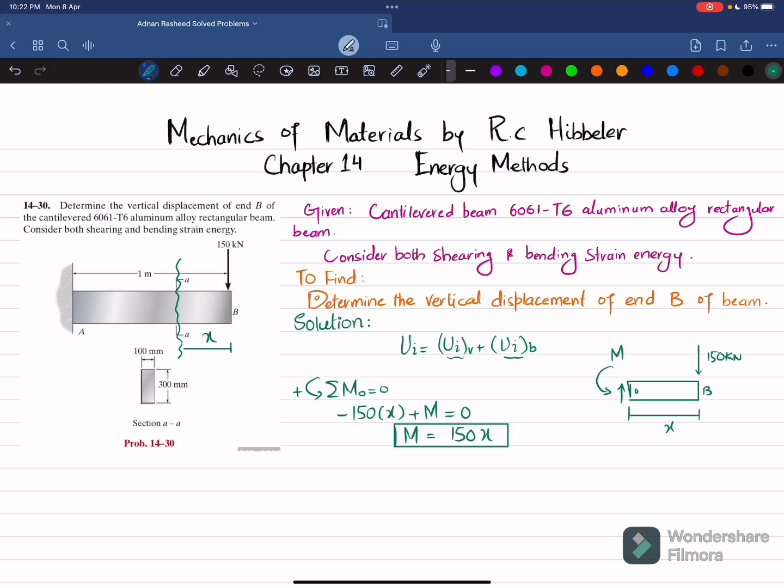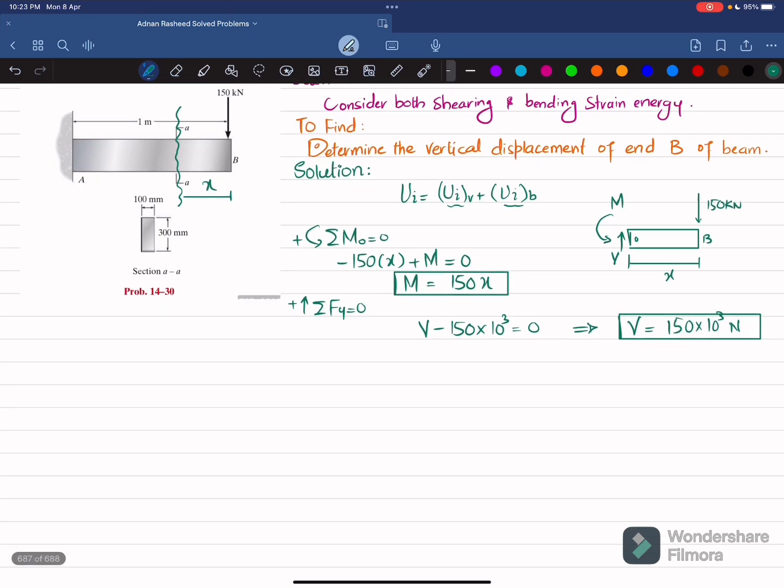Now what about the shear force? We'll also find this shear force by using the equation of equilibrium, that sum of all forces along the y direction must be equal to 0, and upward force is taken as positive. So V minus 150, that is in kilonewton, into 10 to the power 3 is equal to 0. So from here we will get the shear force equal to 150 into 10 to the power 3 Newton. Okay, now you have both these values.